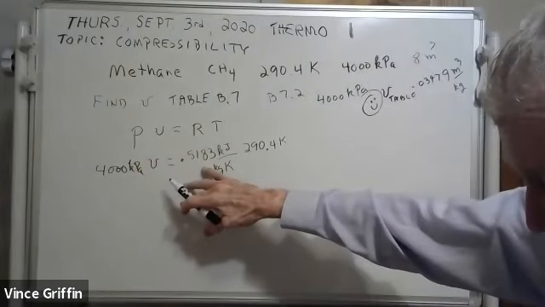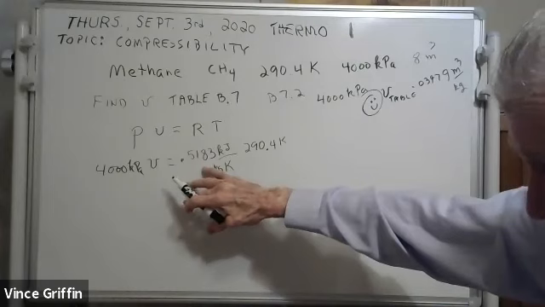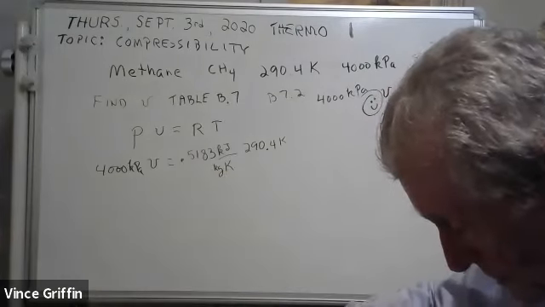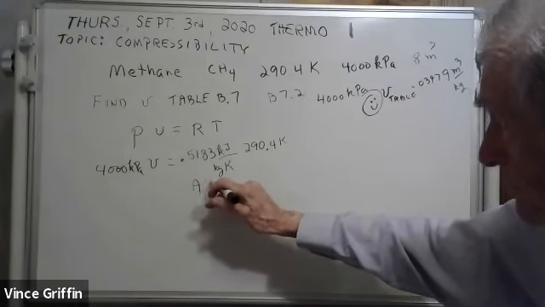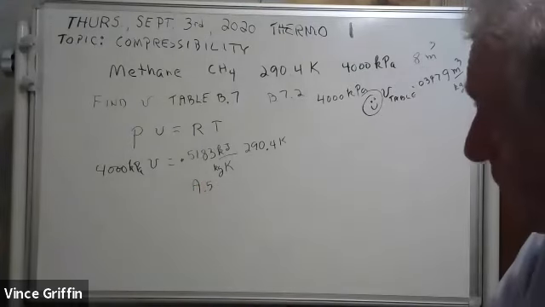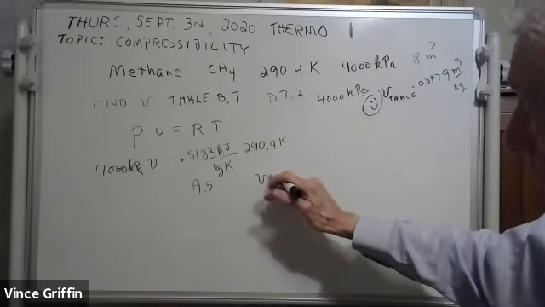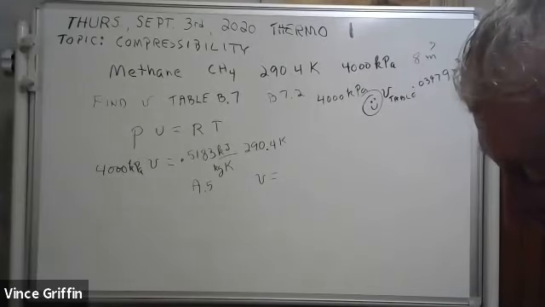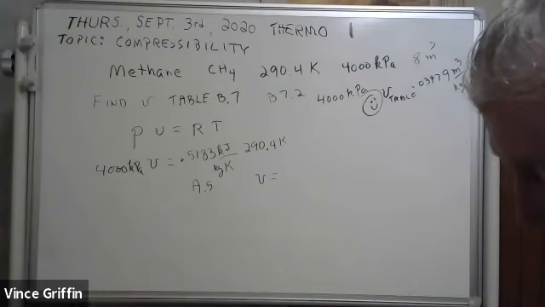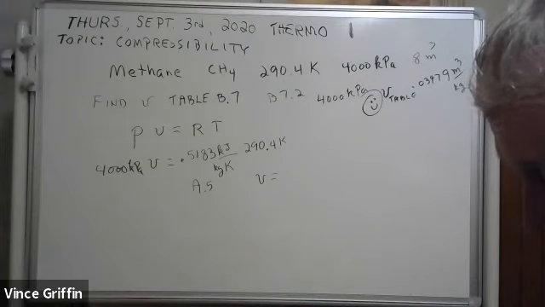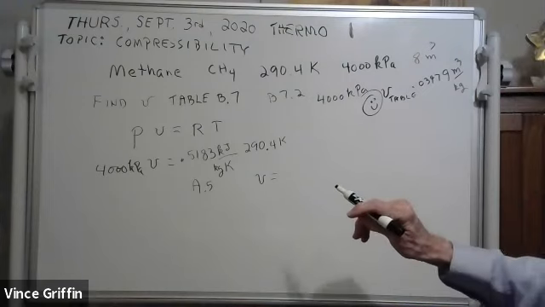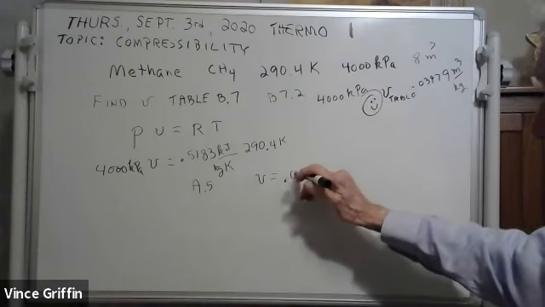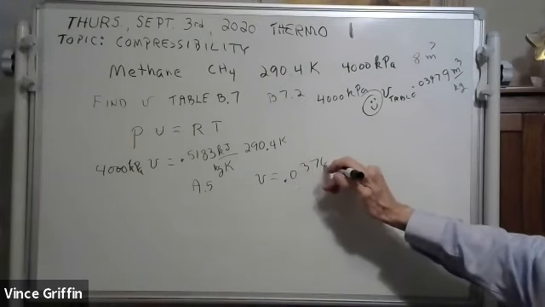Do I need to help anybody find the 0.5183 for methane? It's table 8.5. But if you're happy with that, we can find the specific volume using the ideal gas law. Here goes. I'm getting 0.0376.